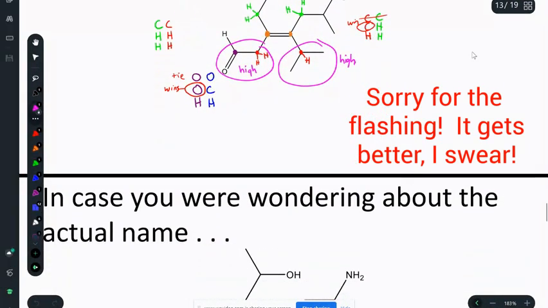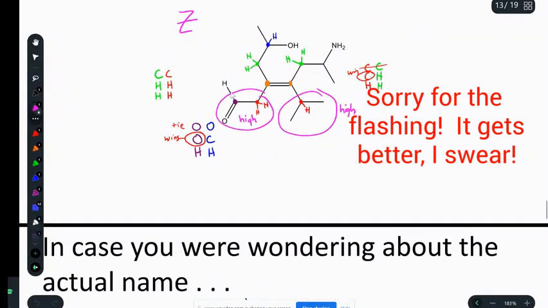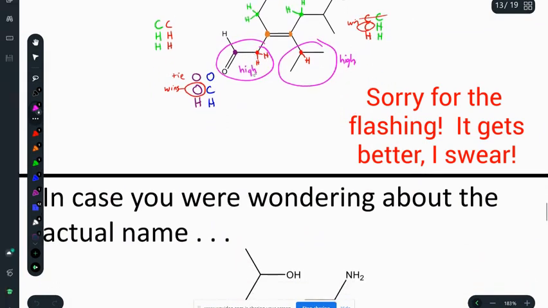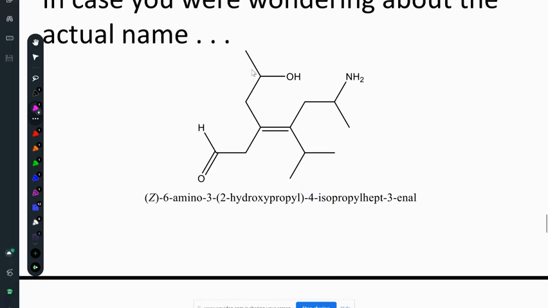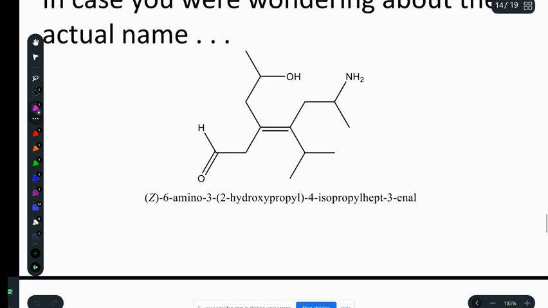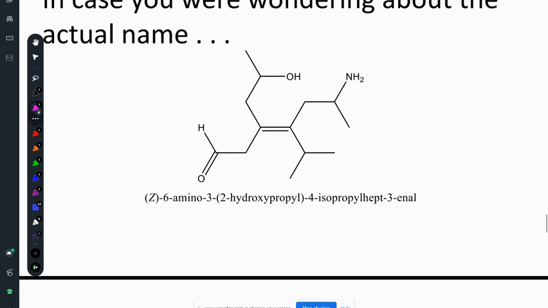In case you were wondering, there's a lot of functional groups here that we haven't talked about how to name. So there would be lots of rules in play if we're going to give a full name for this molecule. But the full name, it turns out, is Z 6-amino 3 2-hydroxypropyl 4-isopropyl hept 3-ene-al. All right, let's talk about where parts of that name come from, just because I think it's fun to have some idea how names correspond to structures, not because you're expected to know all of this.